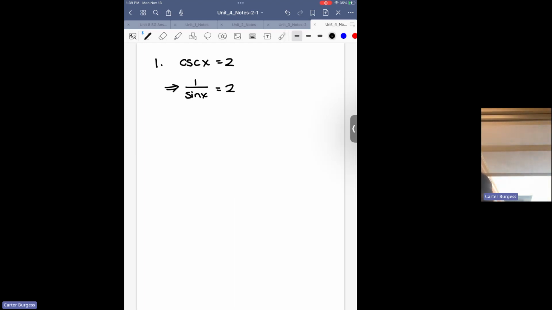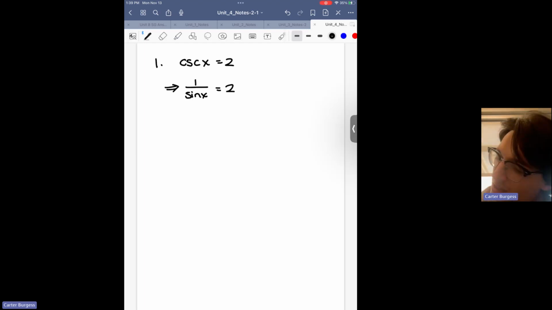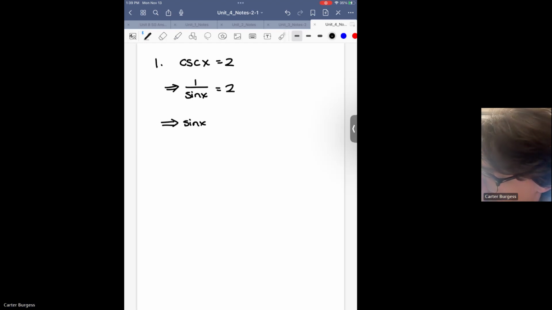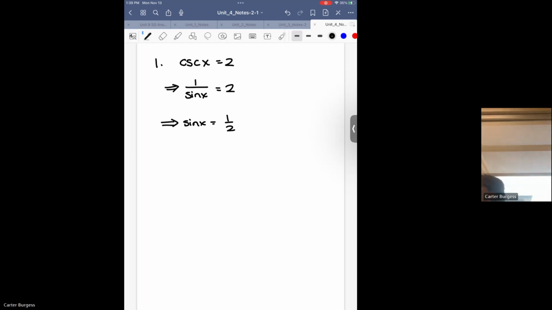Now, 1 over sine of x is the reciprocal of sine of x. So if the reciprocal of sine of x equals 2, then what does sine of x have to equal? 1 over 2, 1/2. Alternatively, you could multiply both sides by sine of x and divide both sides by 2, and you would get the exact same thing. You'd get that sine of x is equal to 1/2. That is totally fine.